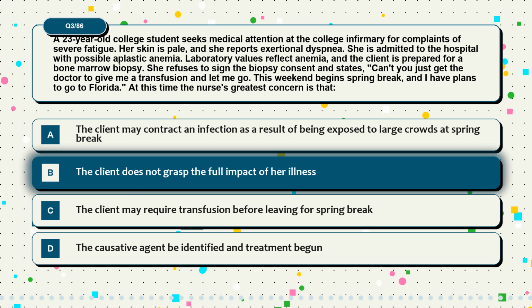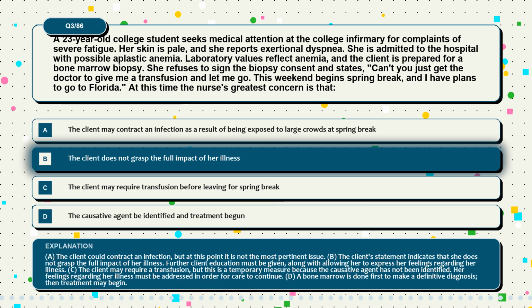The correct answer is option B. The client does not grasp the full impact of her illness. A. The client could contract an infection, but at this point it is not the most pertinent issue. B. The client's statement indicates that she does not grasp the full impact of her illness. Further client education must be given, along with allowing her to express her feelings regarding her illness.